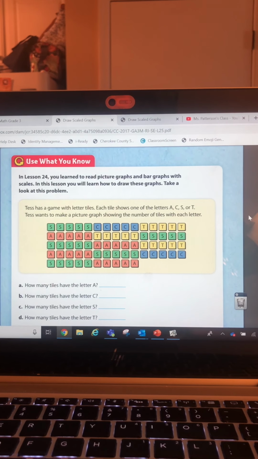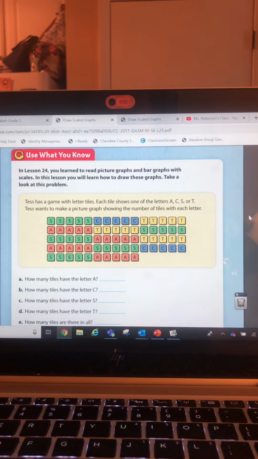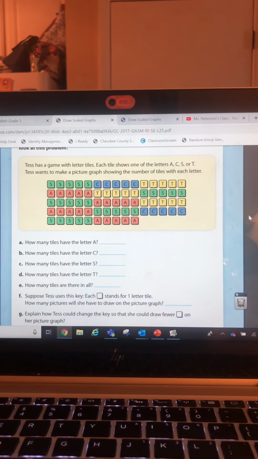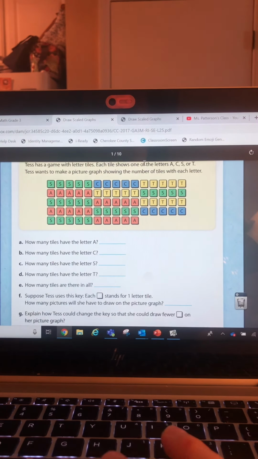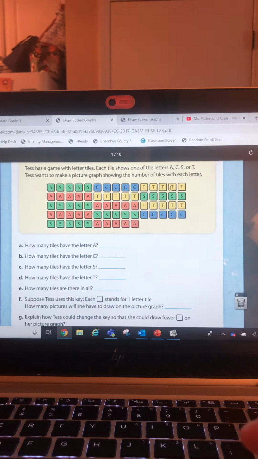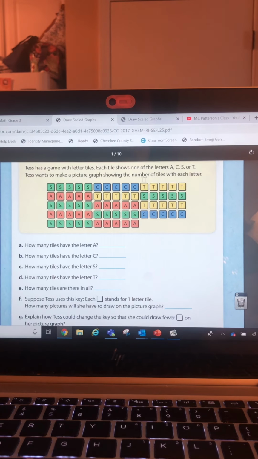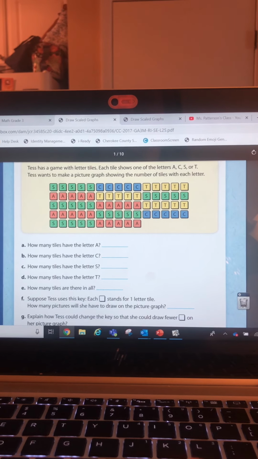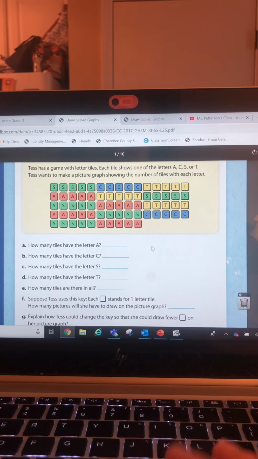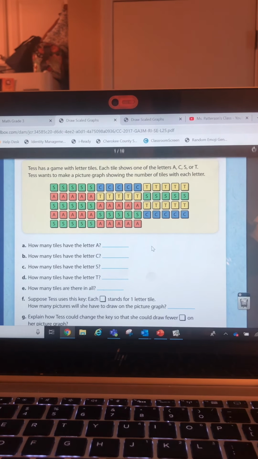Okay, so now that we know how to gather data and look at data, we're going to use that data to put it into picture graphs. It says, Tess has a game with letter tiles. Each tile shows one of the letters A, C, S, or T. She wants to make a picture graph showing the number of tiles with each letter because this is too much to look at, so she wants to simplify it and put it in a graph.